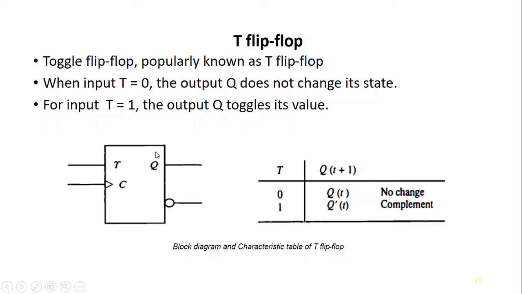This is the block diagram of the T flip-flop. T is the input and here is the positive edge triggered clock pulse, and Q is the output. This characteristic table of the T flip-flop shows when 0 is input, there is no change for the output. When the input is 1, it is the complement of the previous state.